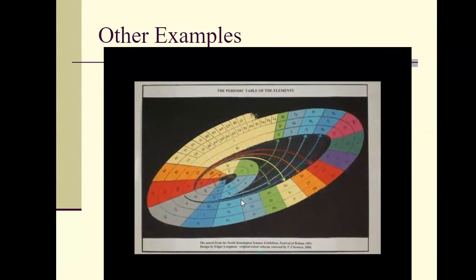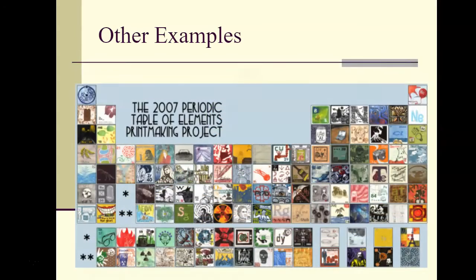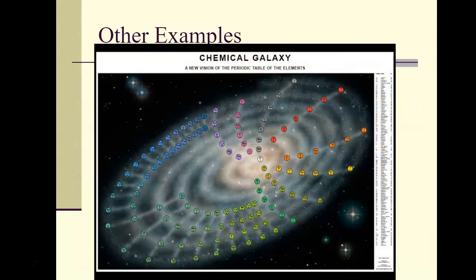Okay, this is just a galaxy version. Okay, this is another one of mine from grad school. This was for energy levels. This is technically an energy level diagram for electron configurations. Okay, someone made a quilt out of one. Okay, and this is another galaxy one.